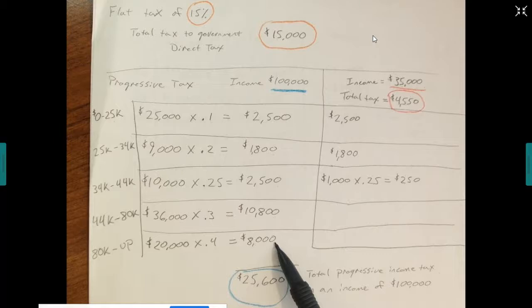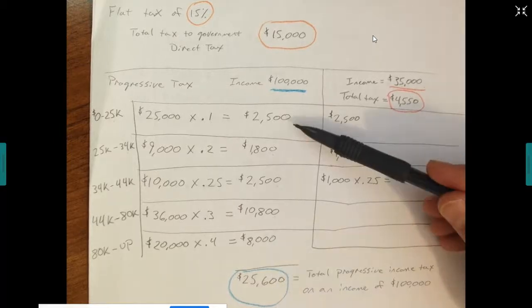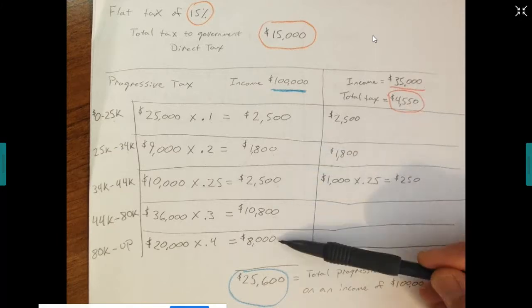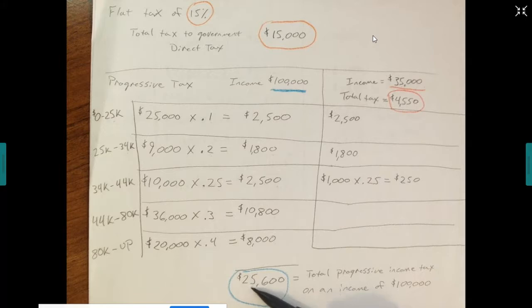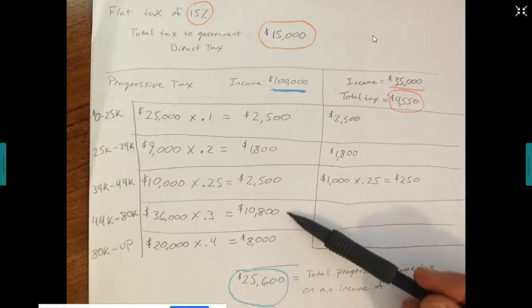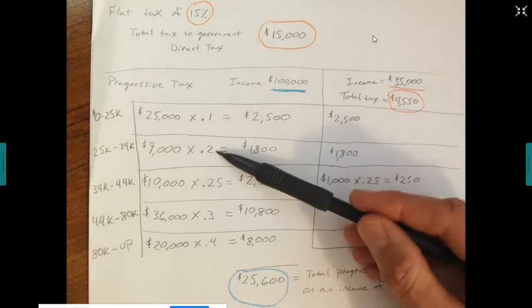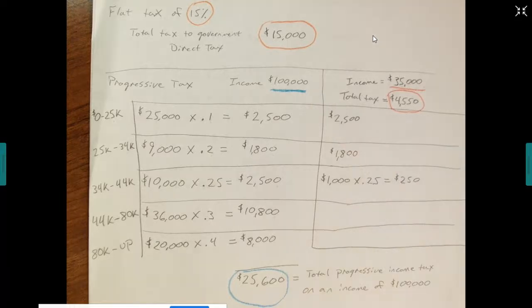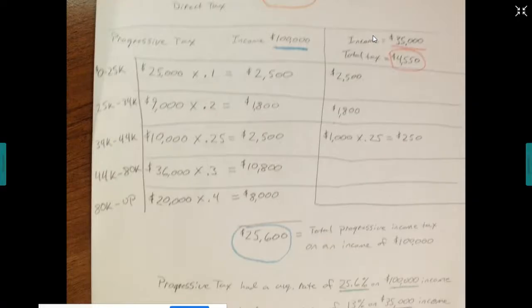Now, to find out our total tax bill, you would simply add up how much you had to pay in taxes in each of these categories for a total of $25,600. This is how much you would have to pay in taxes based on these brackets and these percentages here if your income was $100,000. The progressive tax had an average rate of 25.6% on a $100,000 income, as illustrated here.